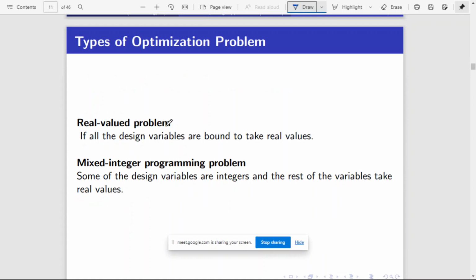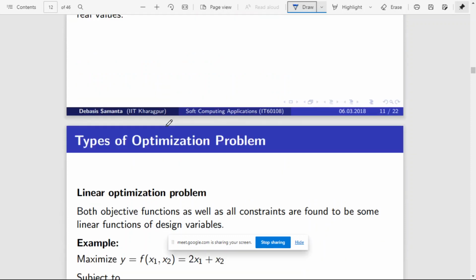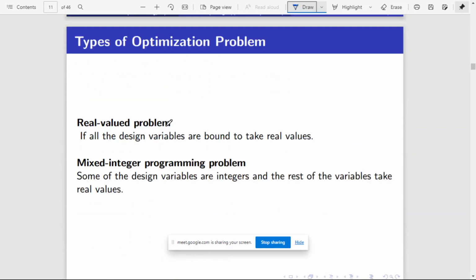So basically this is the brief introduction to optimization, right? And also there are other categories of optimization problem, like real valued problem or mixed integer problem. Real valued problem means all the design variables are bound to be real values. Design variables means parameters. So here we say y is equal to f of x1, x2, up to xn. Okay, so these x1, x2, xn, y, all these are parameters.